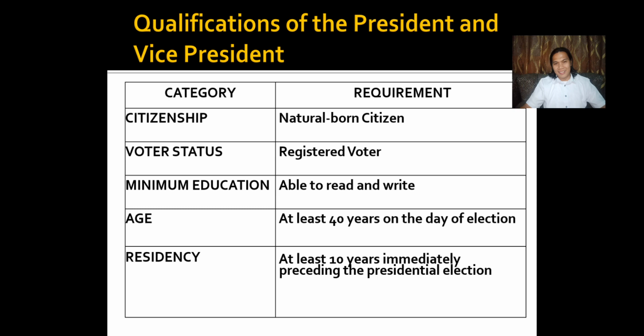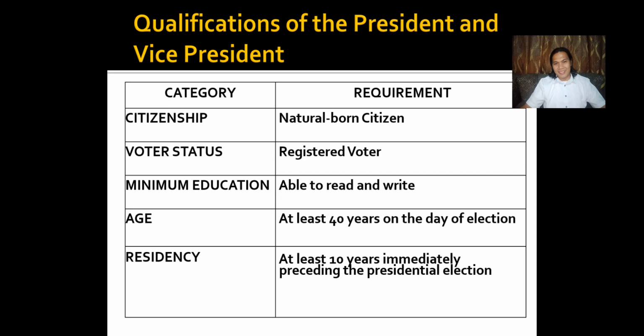Number 4 requirement, age. The presidential and vice presidential candidates must be at least 40 years of age on the day of election, not on the day of filing candidacy or on the day of their proclamation.